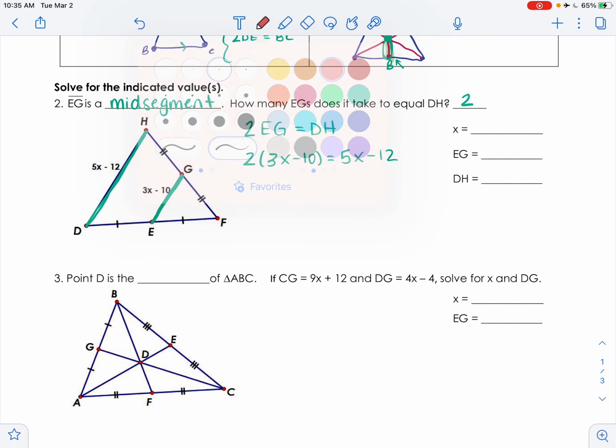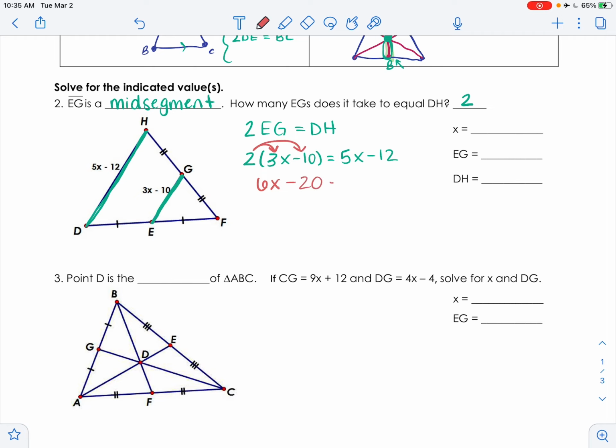The first thing you want to do when solving is to get rid of any parentheses. So right now I have 2 times parentheses 3x minus 10. I'm going to start by distributing the 2. So 2 times 3x is 6x. And then 2 times negative 10 is negative 20. Bring down the other side of the equal sign.